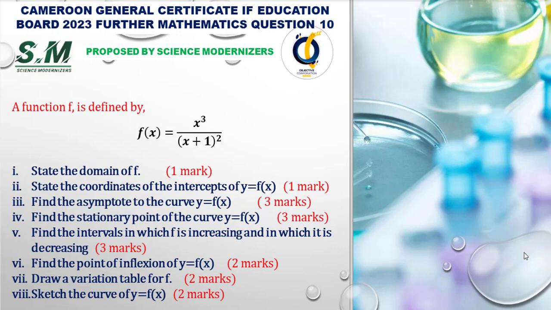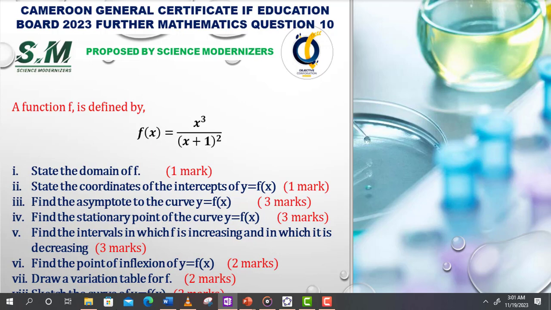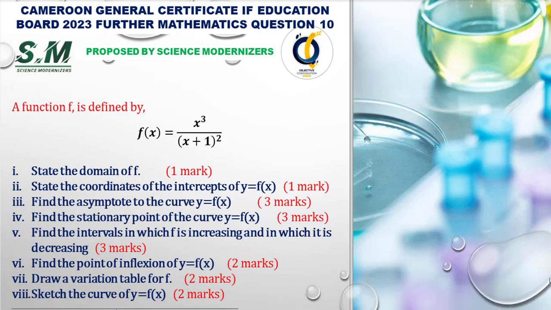Roman 4 find the stationary point of the curve y equal to f of x. Roman 5 find the intervals in which f is increasing and in which it is decreasing. Roman 6 find the point of inflection of y equal to f of x. Roman 7 draw a variation table for f, and Roman 8 sketch f. So let's get started with the video.